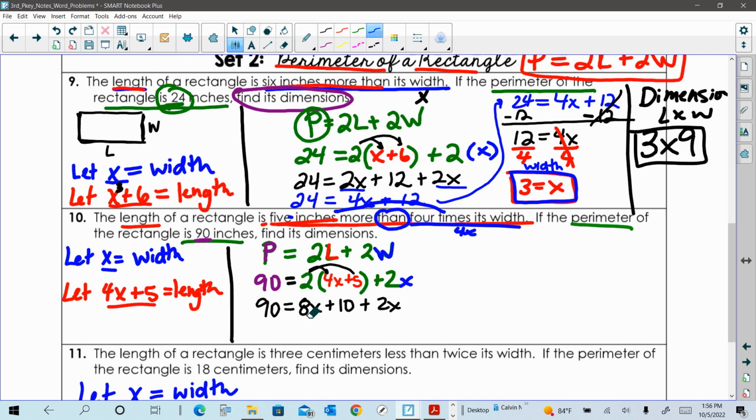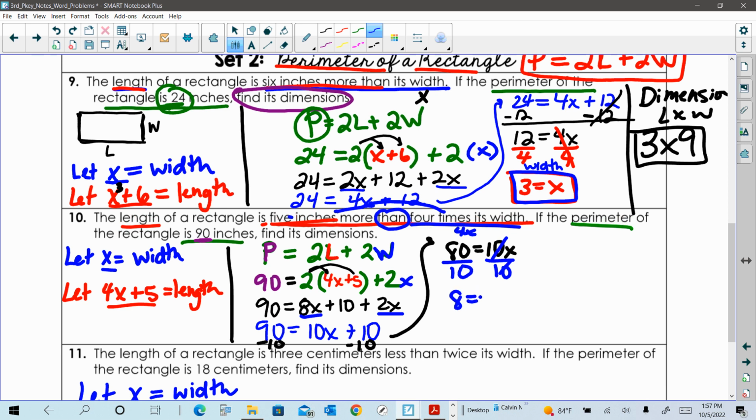And then hopefully you see here we should combine our like terms, our x's. So when we simplify this equation, we get 90 equals 10x plus 10. Now to solve for x, we have to get rid of the constant. So our first step is, yes, minus 10. If you said that, good job. So we're going to have 80 equals 10x. And then to solve for the x, which represents our width, we're going to divide by the coefficient, which is the 10. So that cancels, and we get 8 equals x.